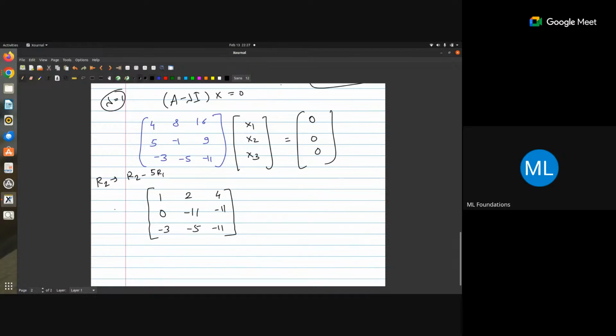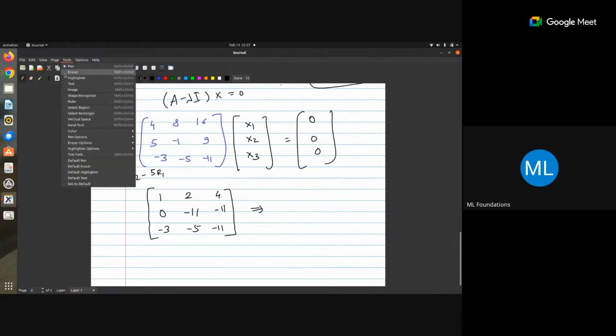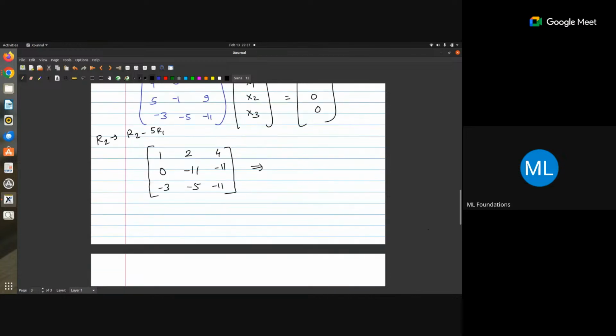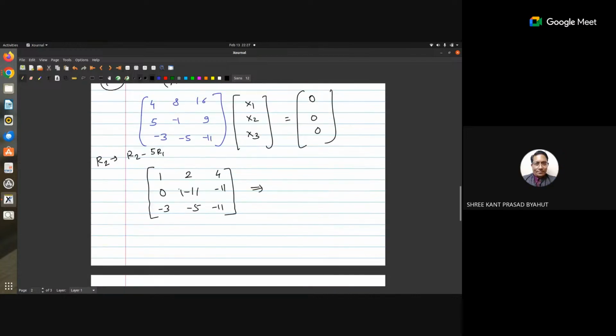What I'm doing here is, again, I'll make the second row as, because we need this to be the pivot, right? So that will be 1 2 4, 0 1 1. Keep it 1. That is okay, right?